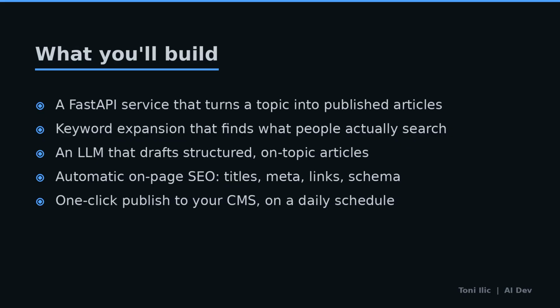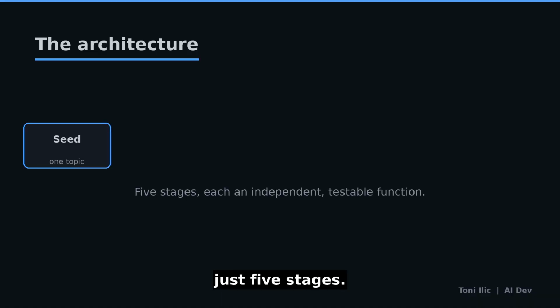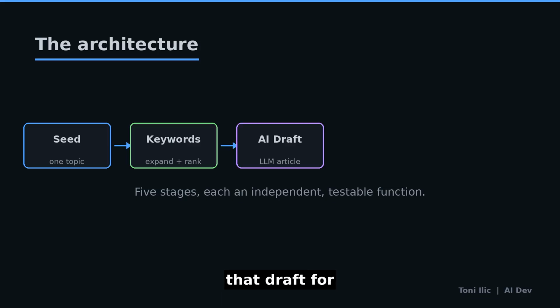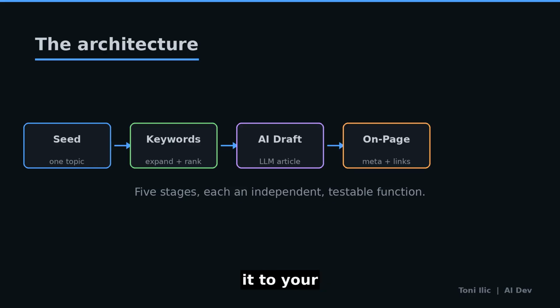The system is just 5 stages. First, turn a seed topic into a ranked list of keywords. Second, turn each keyword into a drafted article. Third, optimize that draft for on-page SEO. Fourth, publish it to your site. And fifth, schedule the whole loop to run on its own.